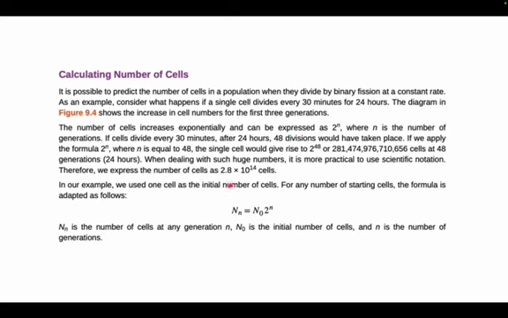Which is basically 2.8 into 10 raised to 14 cells. Obviously, you're probably not going to start a bacterial culture from one cell. There'll be some initial number of cells, and so the formula can thus be that the number of cells at time n is N0, which is our initial number of cells, multiplied by 2 raised to n, where n is the number of generations.